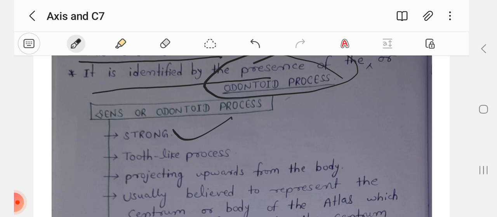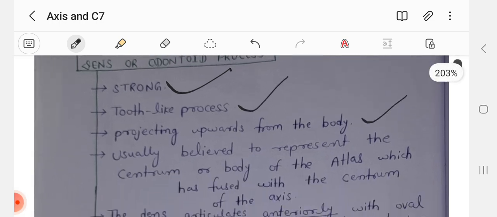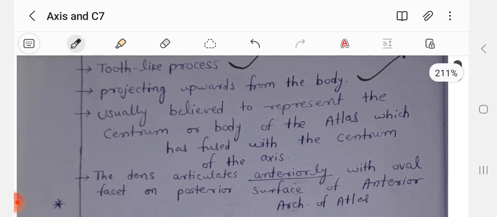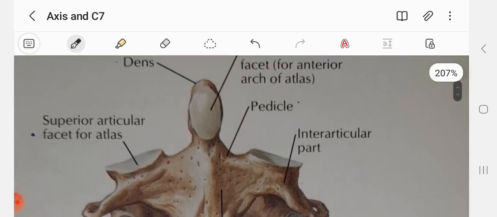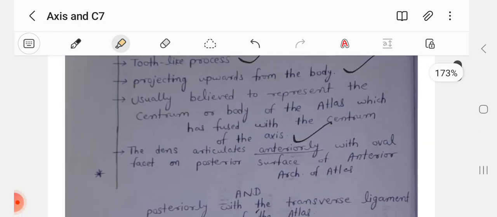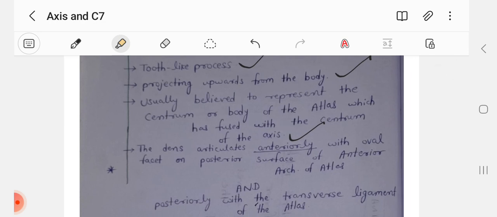Next, we will see what the features of the dens, which is also called the odontoid process, are. The odontoid process is normally strong. It is a tooth-like process projecting upwards from the body. It is usually believed to represent the centrum or body of the atlas, which has fused with the centrum of the axis. In this image, this is the dens, tooth-like and strong. During the process of evolution, the body of the atlas got fused with the body of the axis, and that formed the odontoid process.